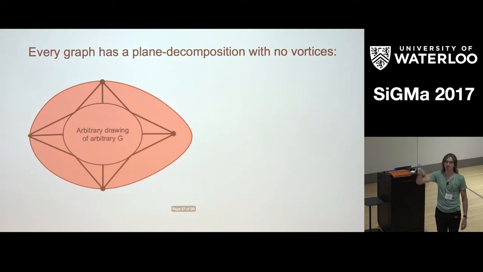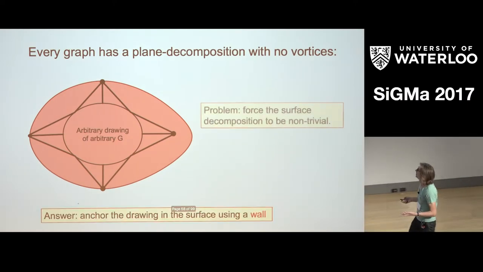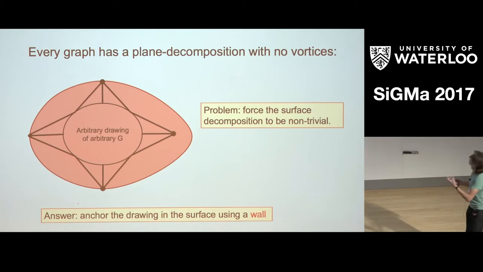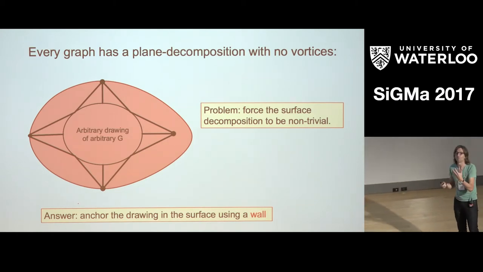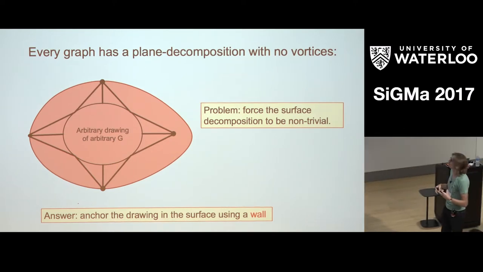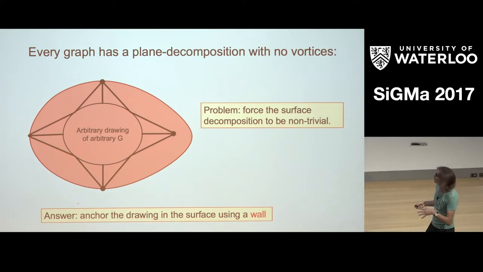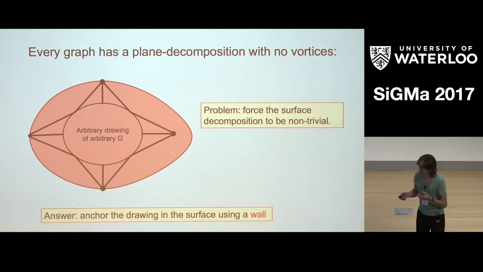And now I just put a big disk around everything that intersects the outside at most 3 vertices. OK. And you're saying, well, that's cheating, right? Yes, that's cheating. But why is it cheating? So the thing is that we need to somehow force the graph, the drawn graph, to use the surface in a non-trivial way, right? It has to sort of live inside the surface. And the answer to getting around that, right, is we want to anchor it using a wall in the graph.